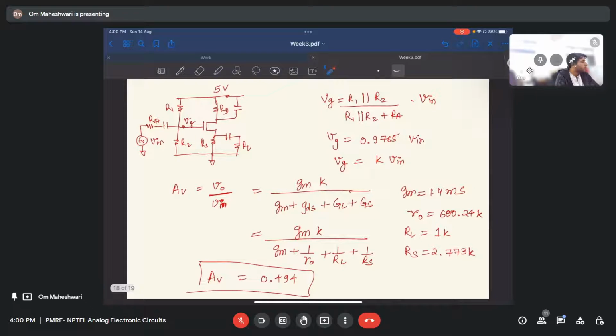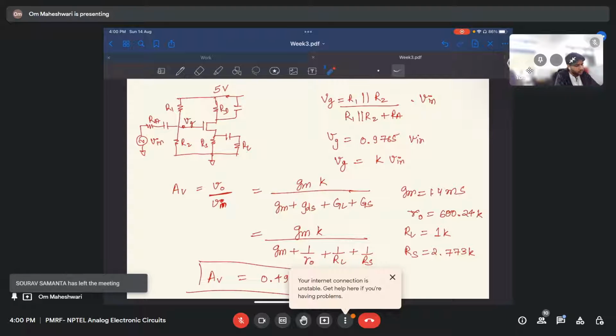So what is K, sir? GM into K. K value, what, sir? This K is this gain. No, sir. During gain calculation, sir, GM into K you have written. V out is equal to GM into K by GM plus GDS plus GL plus GS. Yeah, what is the K value, sir? This K value is this 0.9765.